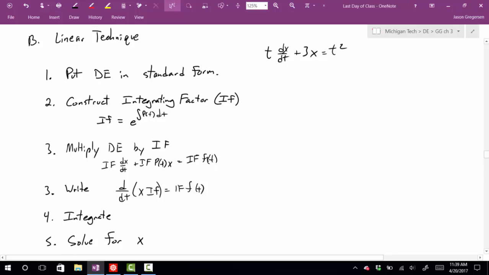Okay, so this one I want to give you some time to work through. Linear technique. I wrote down my steps. Hopefully that jogs the memory and you can get through it. Start with a couple of steps. The first step is important: it's standard form, dividing through by that leading coefficient. Start by dividing through by t.